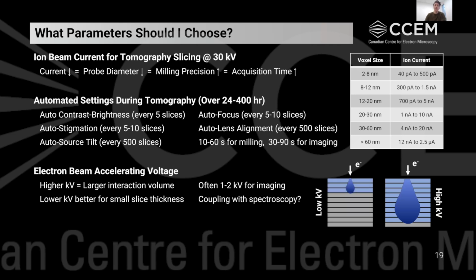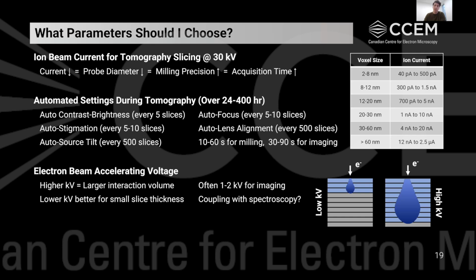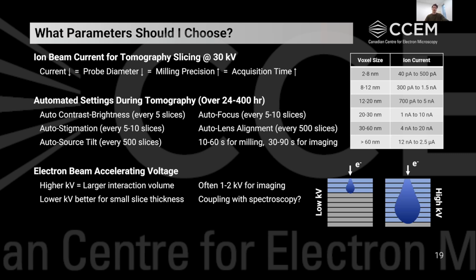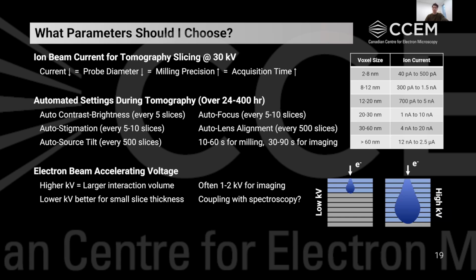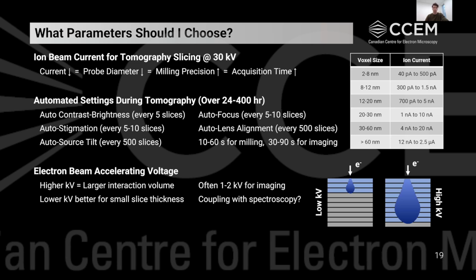But if we use lower kV, we can actually reduce the size of the interaction volume. Maybe if we're using 1 to 2 kV, for instance, we're only imaging about 10 nanometers in depth. So we have a lot more surface sensitivity as we reduce the accelerating voltage of that electron beam. And again, it's going to depend on what your slice thickness is. But if we need to couple this with something like EDX, then we need to use higher accelerating voltages. So there is a bit of a trade-off there.